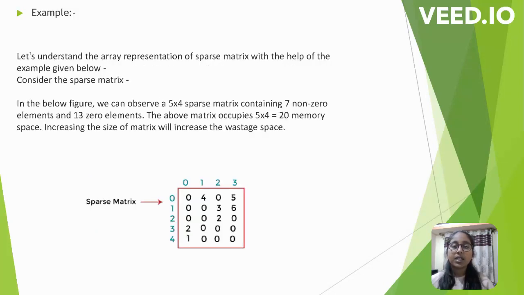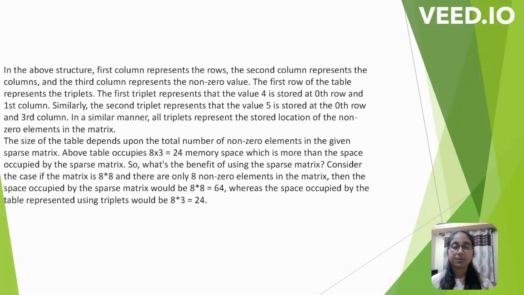Let's understand the array representation of a sparse matrix with the help of the example given below. Consider the sparse matrix in the figure below. We can observe a 5 x 4 sparse matrix consisting of 7 non-zero elements and 13 zero elements. The matrix occupies 5 x 4 = 20 memory spaces. Increasing the size of the matrix will increase the wastage of space. This is the example given for the array representation.